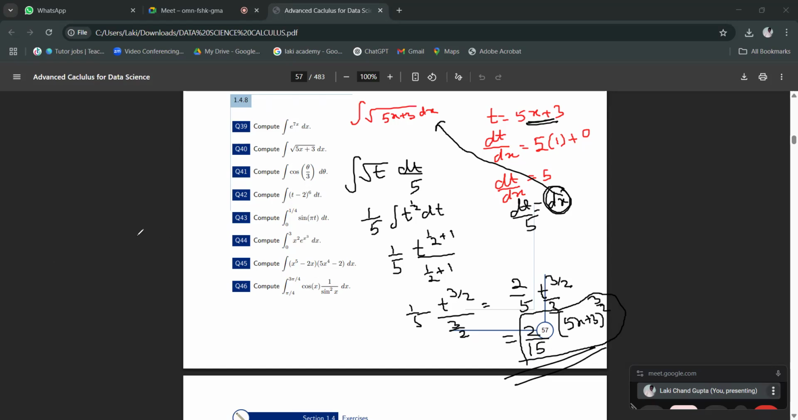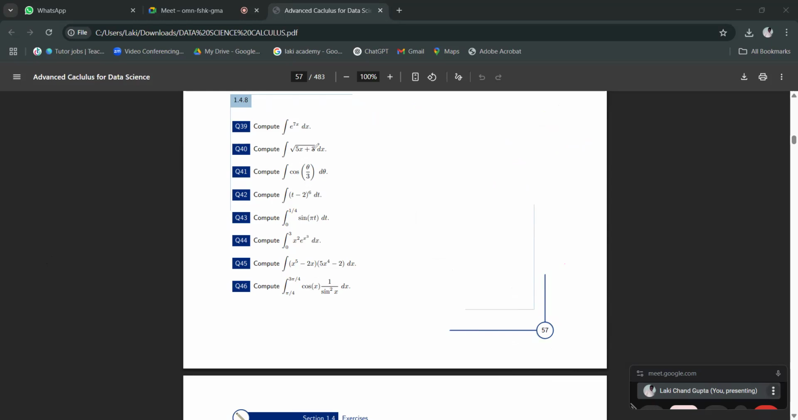And you can ask one thing: when to use the substitution method, right? Always compare. If you cannot solve this, just compare. If it was root x, then we can solve, right? If it was root x, then you can solve, but actually it is not root x. That's why we have to consider a variable t.